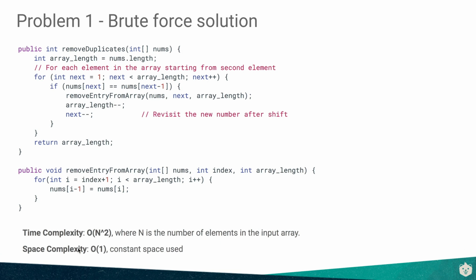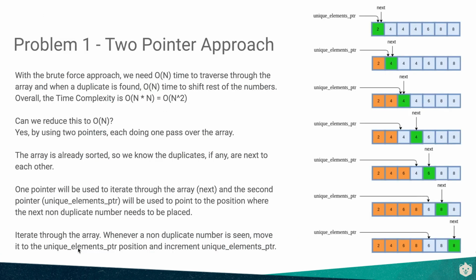So now let's take a look at what we can do with the 2-pointer pattern. We saw that the complexity there was O of n square for the brute force approach. Can we reduce this? Yes, by using the 2-pointer pattern, where each of the 2 pointers does one pass over the array. That would effectively be 2n, right? But in terms of complexity, 2n gets reduced to n, so it would be O of n. So let's start with the fact that the array is already sorted. We know that the duplicates, if any, will be right next to each other.